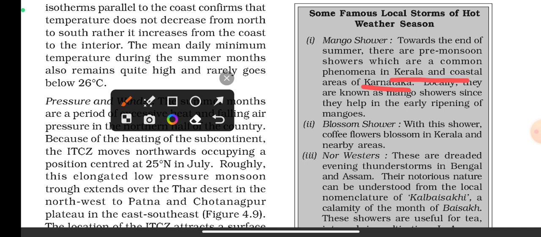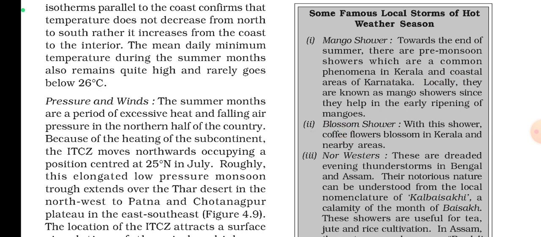Kerala and Karnataka. Since they help in the early ripening of mango. Now blossom shower. Due to this shower, coffee flowers blossom in Kerala and nearby states. So blossom shower is associated with coffee cultivation, and it is in Kerala. Blossom shower is called in Kerala. Then mango shower is Karnataka and Kerala.